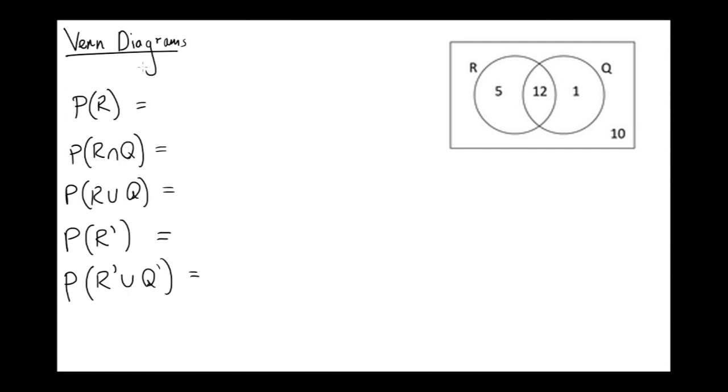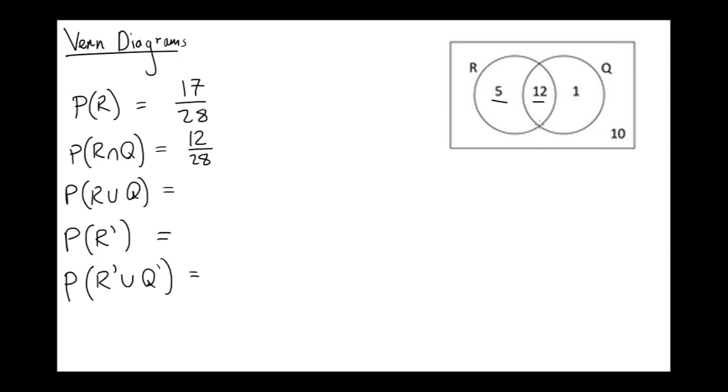Okay, so the first one, what's the probability of R? Well, what's the total in the circle R? Well, it's 5 plus 12. Okay, and that gives me a total of 17. 17 out of the total. Now the total is going to be 17 plus 1, so 18 plus 10. So the total number is 28. Okay, the probability of R intersection Q, remember this means this one here, just 12. So that's going to be 12 out of 28.